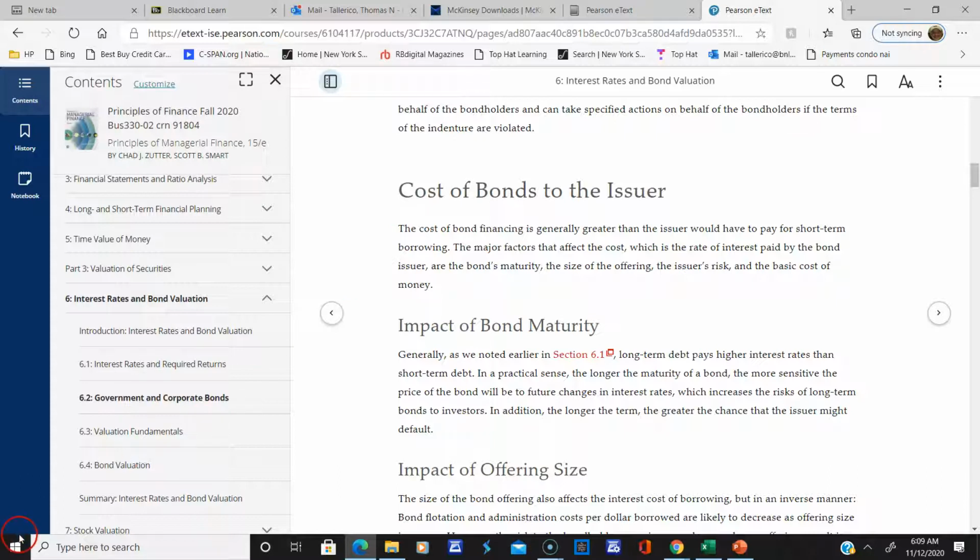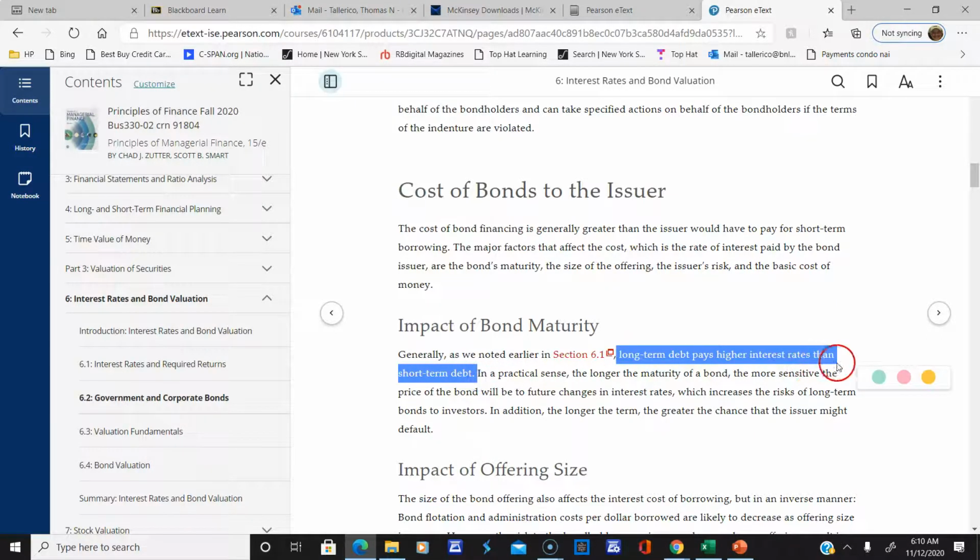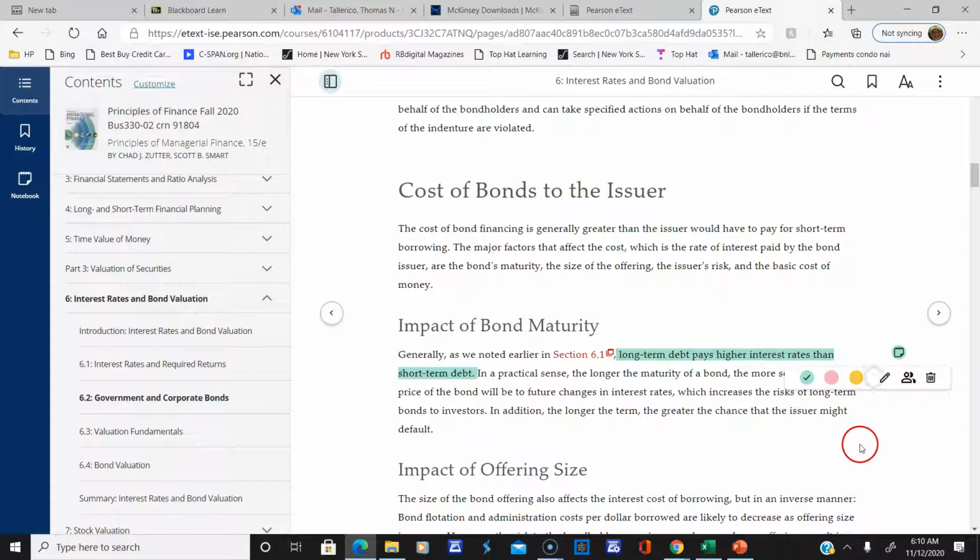All right. Generally, as we noted earlier, long-term debt pays higher interest rates than short-term debt. And this is a real important statement. Don't forget that statement, right? Because of the maturity risk. All right. That's important. In a practical sense, the longer the maturity of a bond, the more sensitive the price of the bond will be to future changes in interest rates, which increases the risks of long-term bonds to investors.